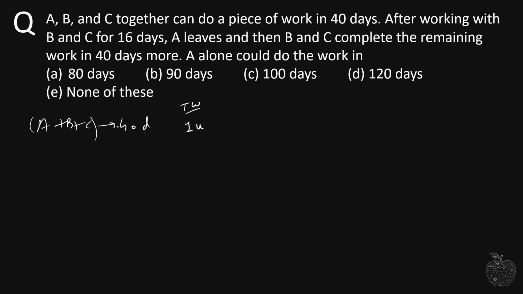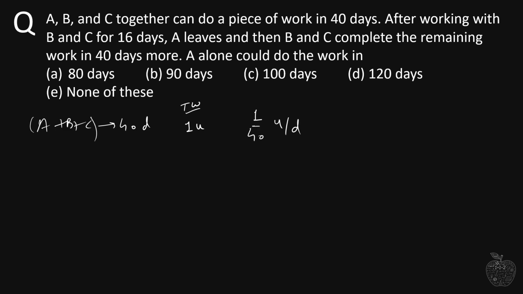But how much can they do in one single day? To calculate that, we divide total work by total time, which is 40 days. So total work, 1 unit, divided by total time period, 40 days, gives us that A, B and C together work 1 by 40 units per day. Alright, this much is clear.